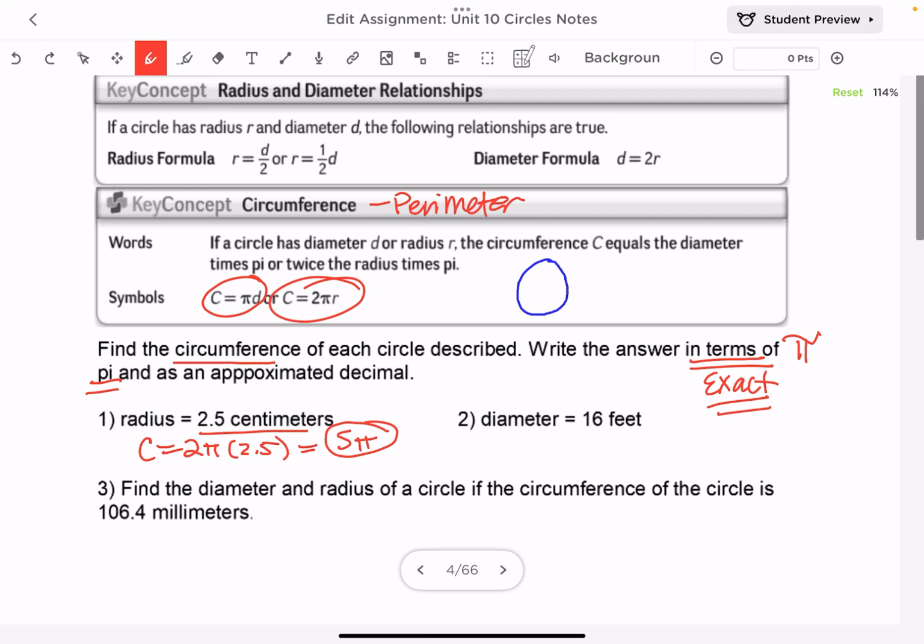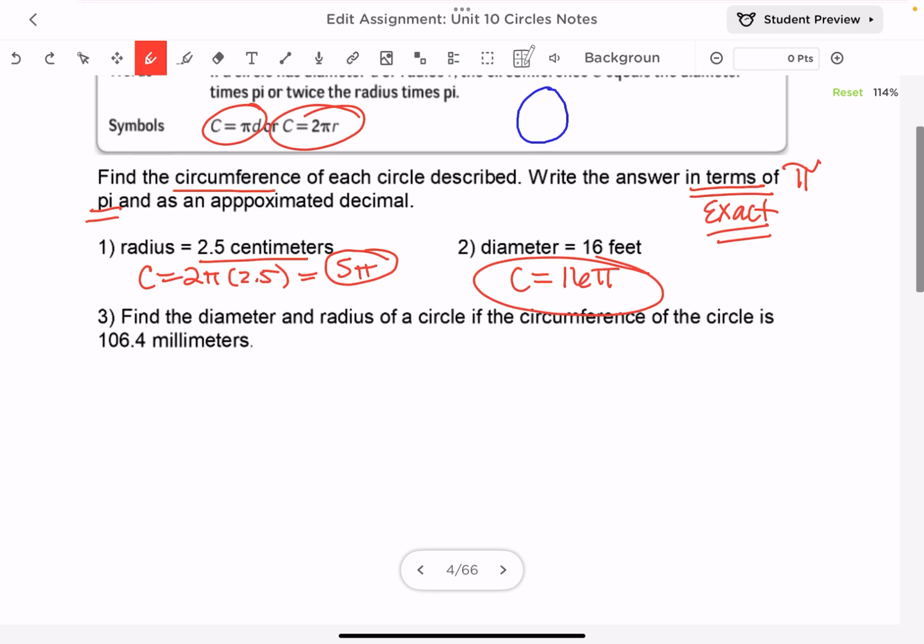All right, the second one, the diameter is 16. Okay, so I'm just going to use pi d here, which means I would have 16 pi. So again, that would be the exact answer, and then you could type it in to get the decimal.